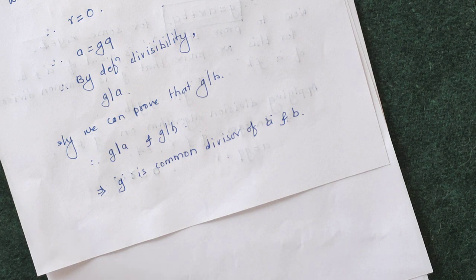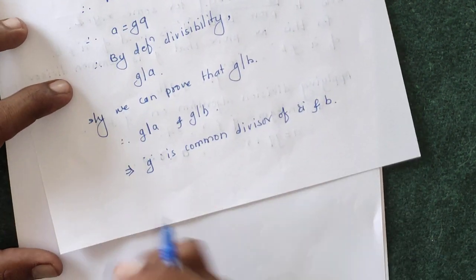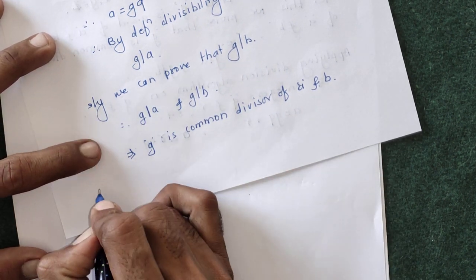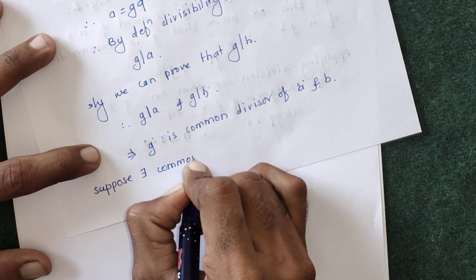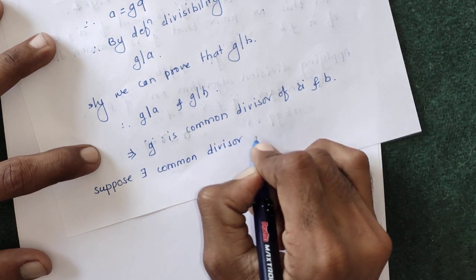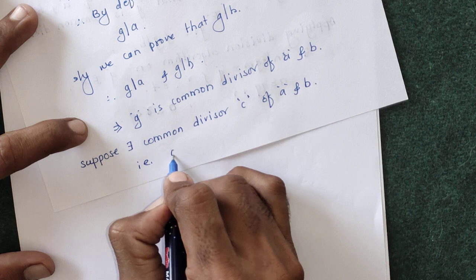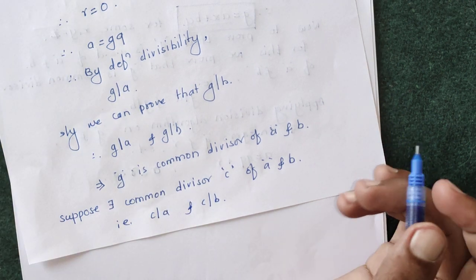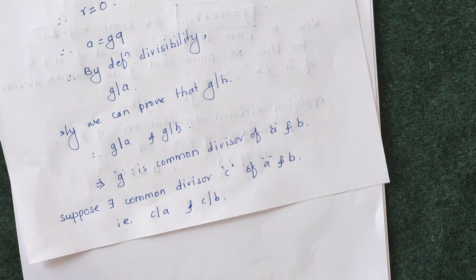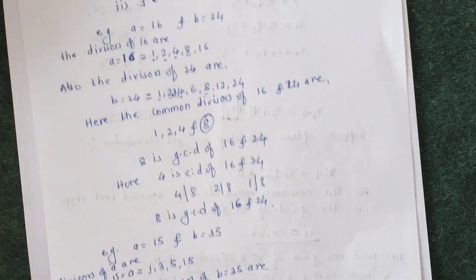Now it remains to prove that G is the greatest among all the common divisors of A and B. Now suppose there exists another common divisor C of A and B, that is C divides A and C divides B. Now we have to prove that this C divides G, which is the second condition of our definition of GCD.